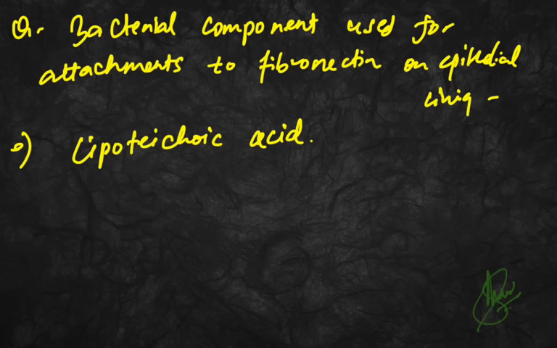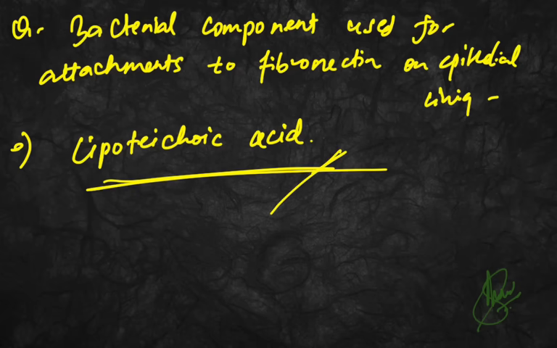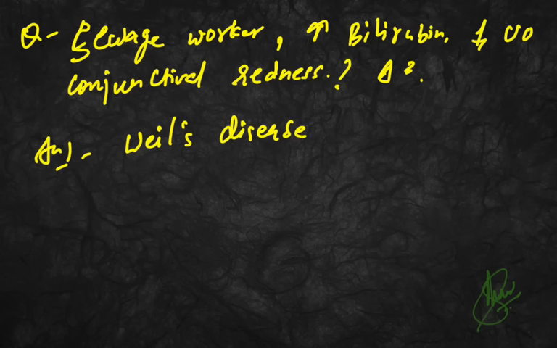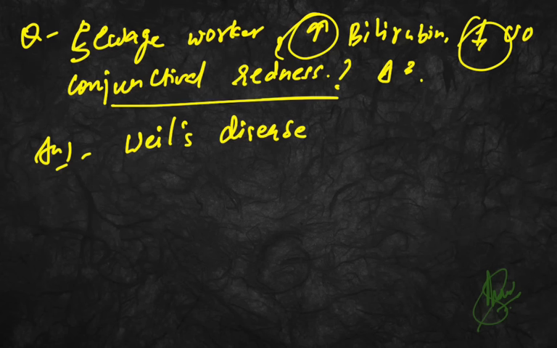Bacterial component which is used for attachment to fibronectin on epithelial lining is lipoteichoic acid, that is used for attachment of the bacteria. Now sewage worker with increased bilirubin and decreased urine output and along with conjunctival redness, what will be the diagnosis? Diagnosis is Weil's disease.